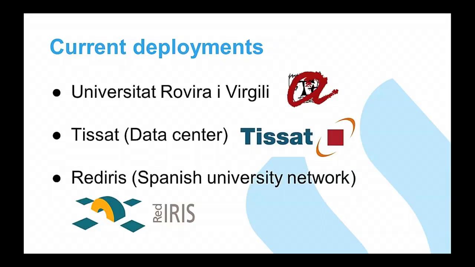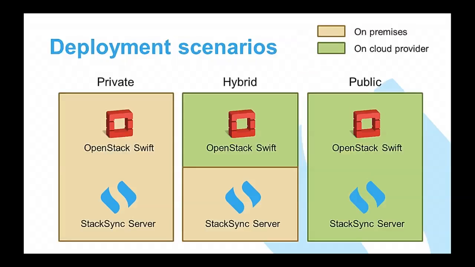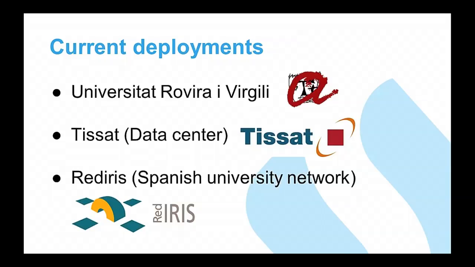There are current deployments now that are in use with real clients. We have one private cluster in our university that has been tested in the last months by students and professors. This is an example of a private cluster. Then we have TISAT, one of the partners of the project, which has a tier 4 data center in Spain. They are beginning to offer StackSync. In the past months, they are entering clients, and they are beginning to offer this to public organizations because the security of the tool is very interesting for people with sensitive information.